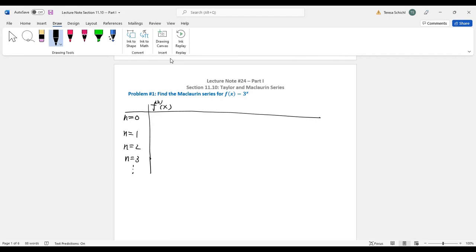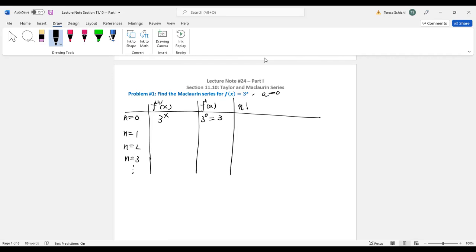Okay, so n equal to 0, that means you do not take any derivative, so it will be what? It's the 3^x here, all right? After you get that, the next thing is you plug in f^(n)(a) here. Because it's Maclaurin, what is my a here? a is 0. So you plug in 3^0. This is equal to what? Equal to 1, right?